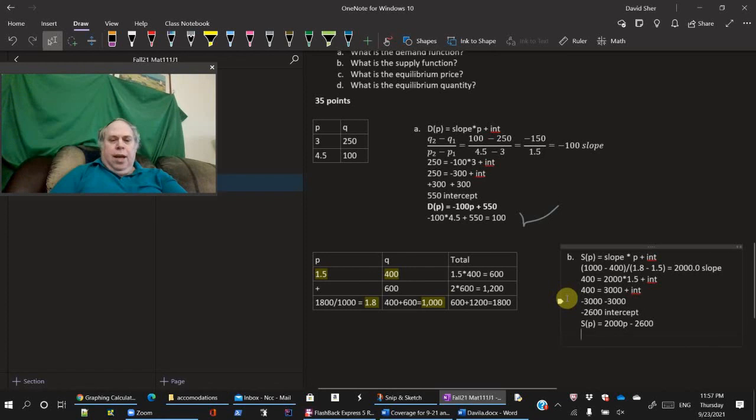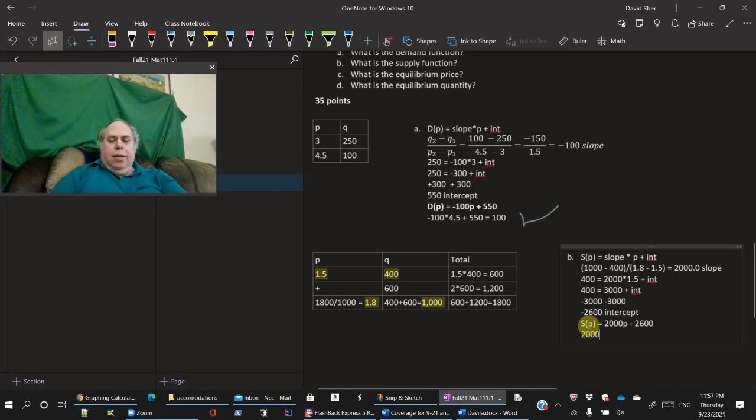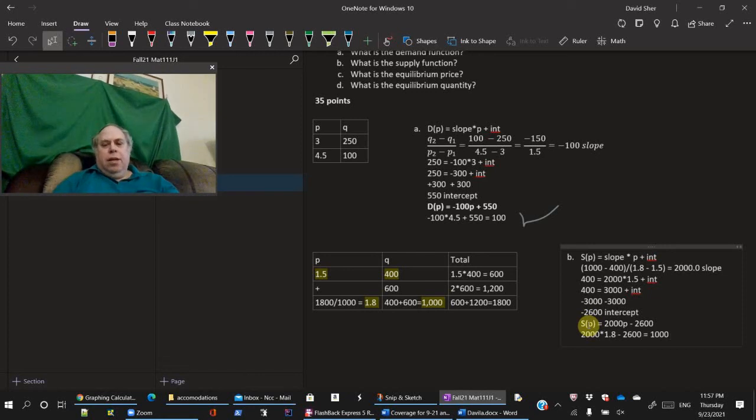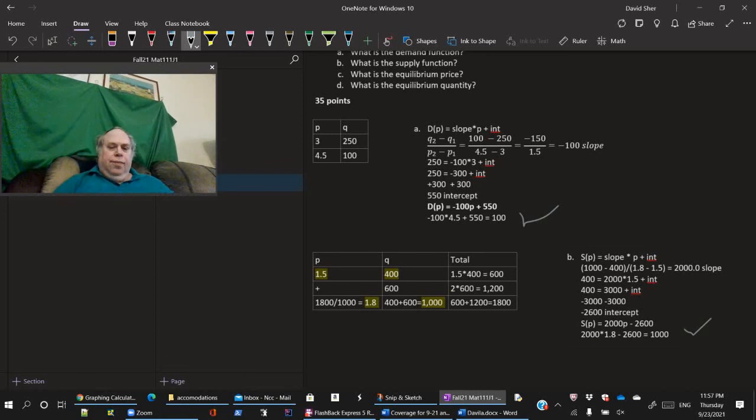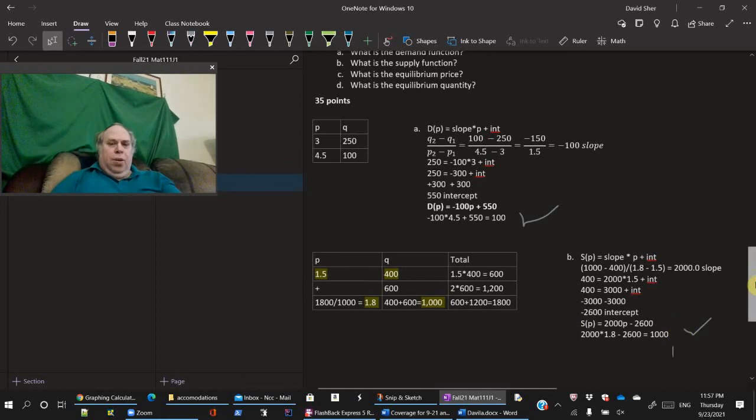And I'll check that by putting $1.80 in. If I get 1,000, I know I did it right. And I do get 1,000, so it checks. So that's the answer to part B.